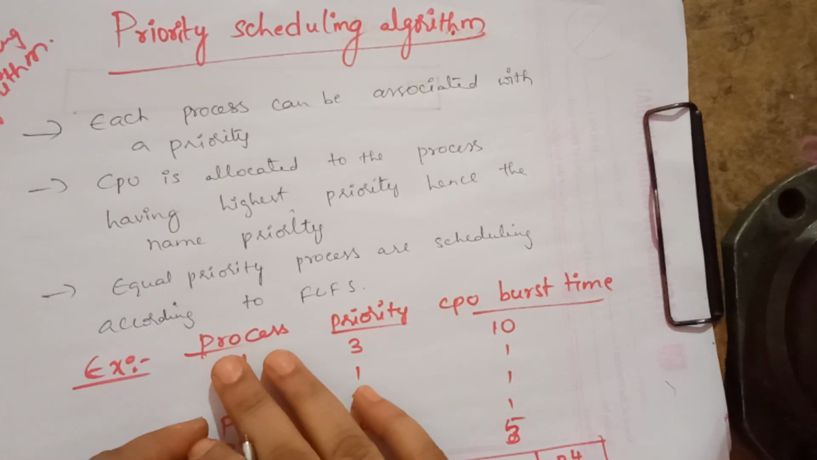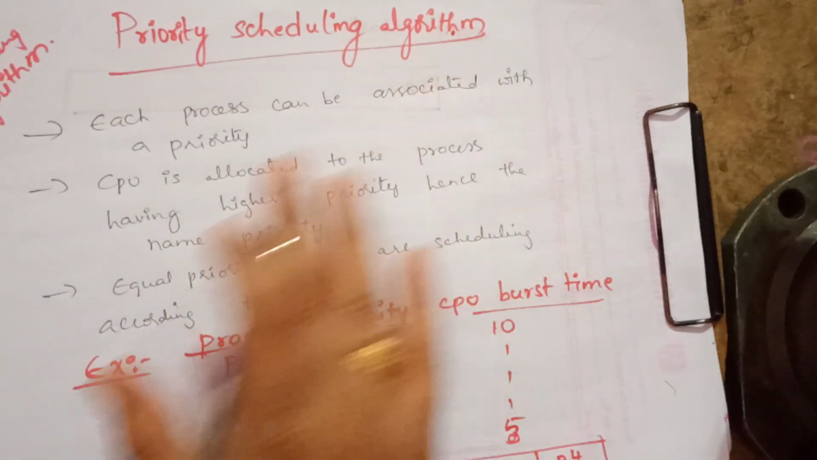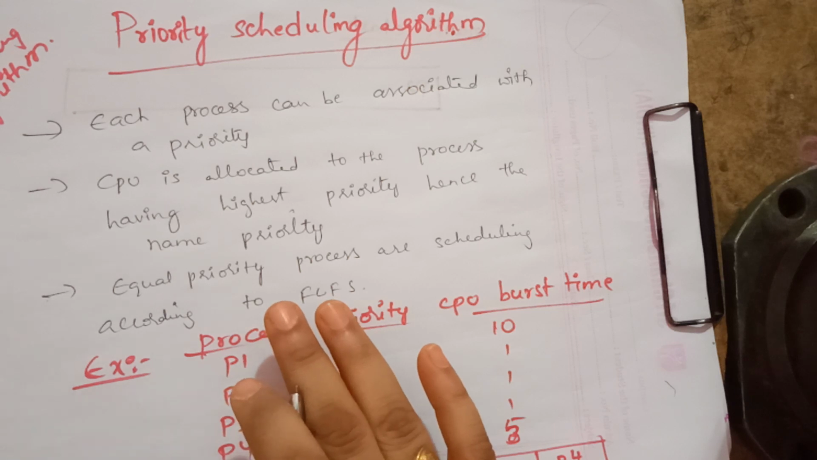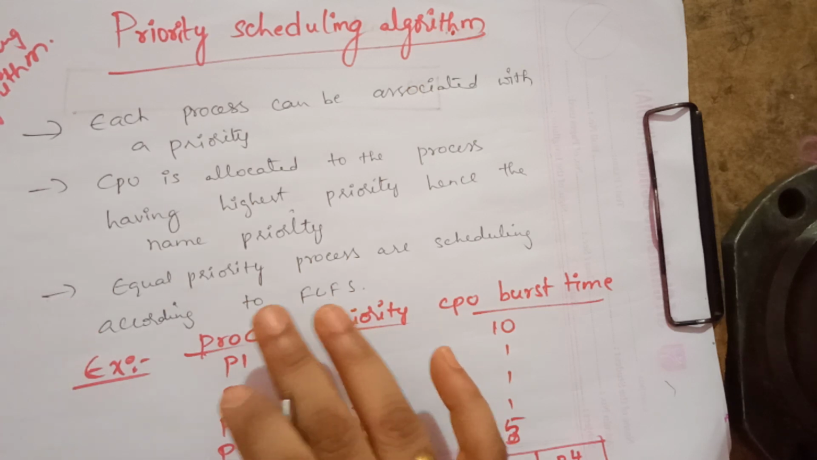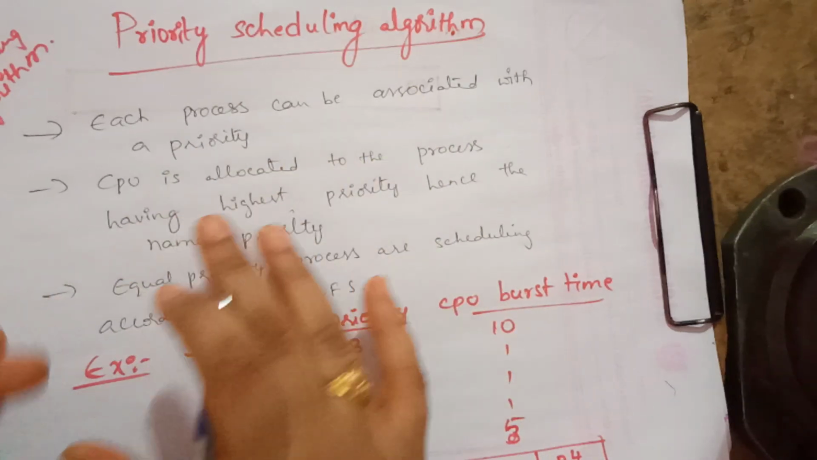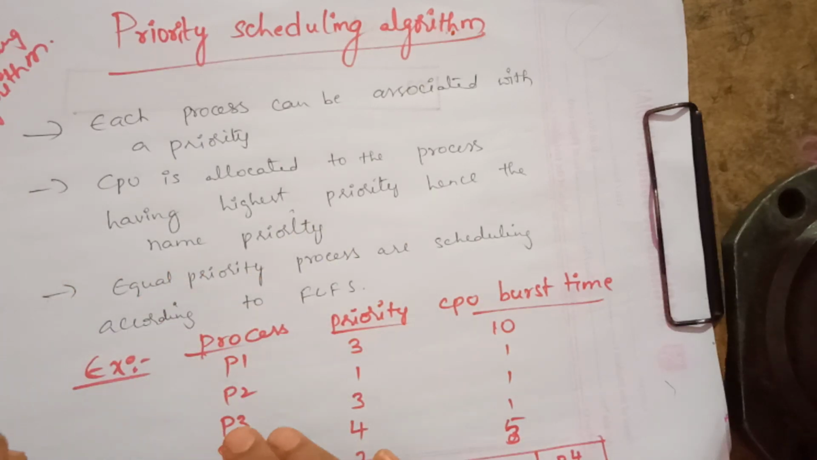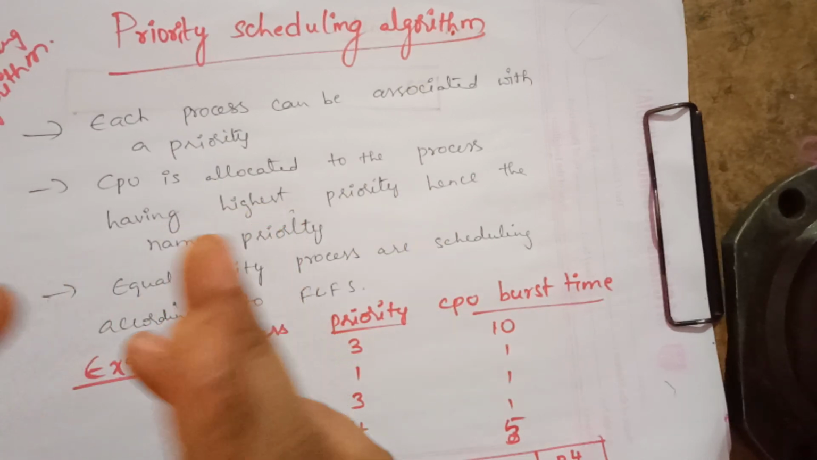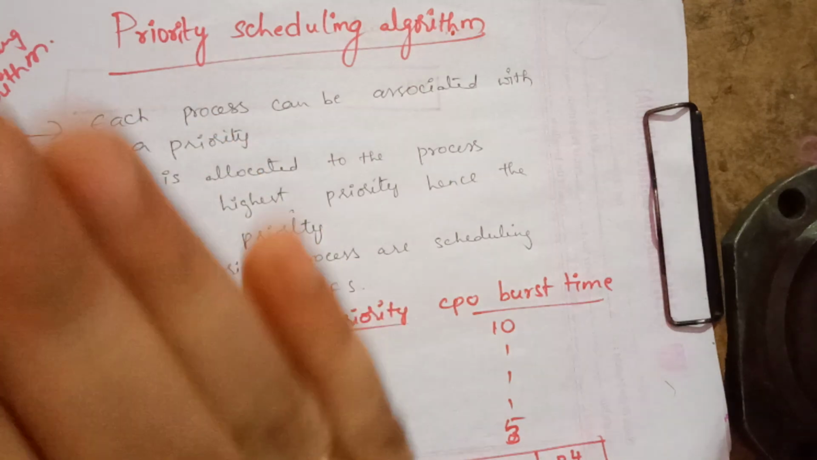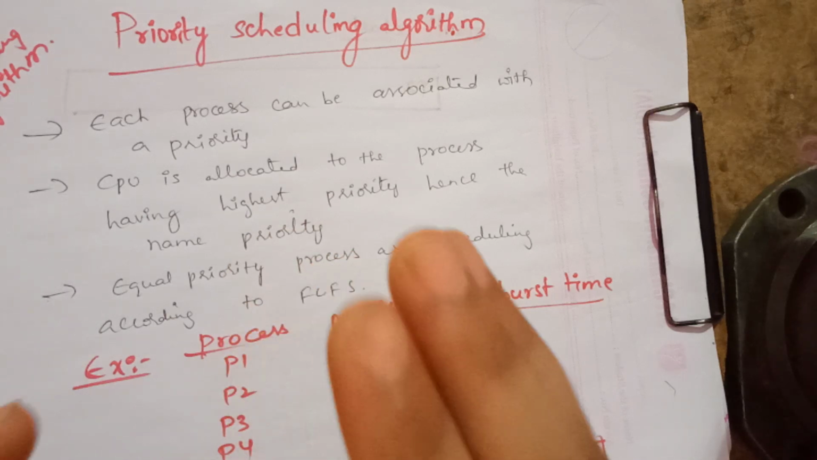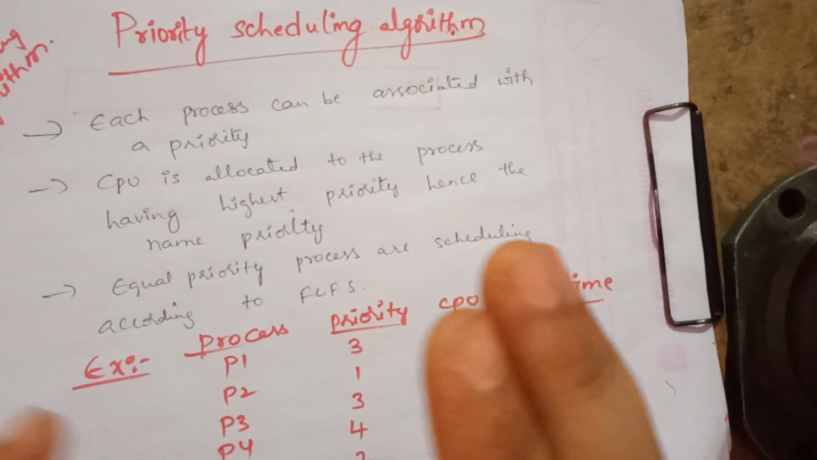In this priority scheduling algorithm, for every process we associate some priority. The CPU is allocated to the highest priority first, then the next lower priority, and like that the CPU is allocated. If there are processes with equal priority, we schedule them as per FCFS, meaning both processes have the same priority level, so whichever process comes first into the main memory is allocated all the resources first.